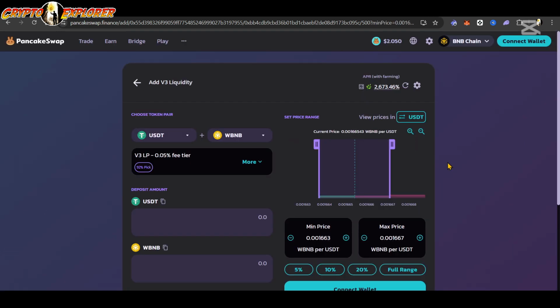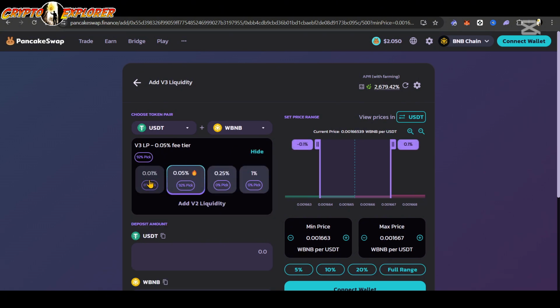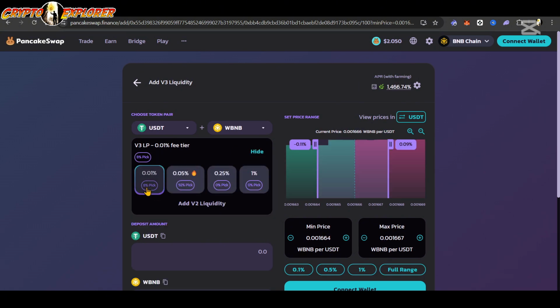Now, a couple of things that will influence your APR. You see here V3LP, this means that it is a concentrated liquidity pool, and then there's the fee tier. The fee tier will definitely influence your APR. This is how much traders will pay for using the pool. There's more fee tiers you can choose from. This one has 0.01%, and that's also why only 8% of the people depositing here on PancakeSwap on this liquidity pair choose this pool. Or should I say choose this fee tier, because it's less rewarding.